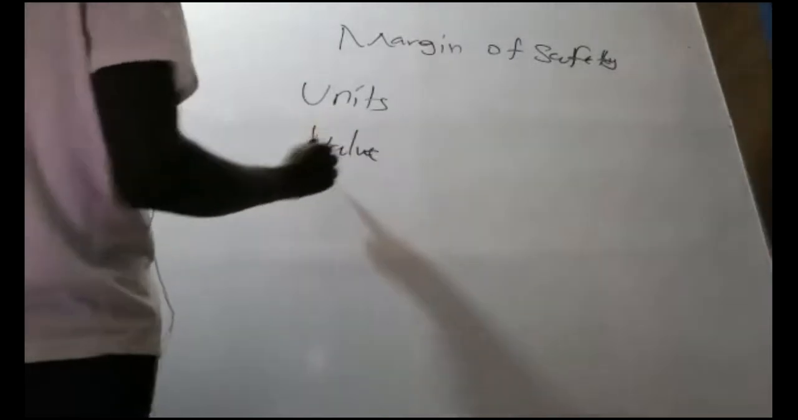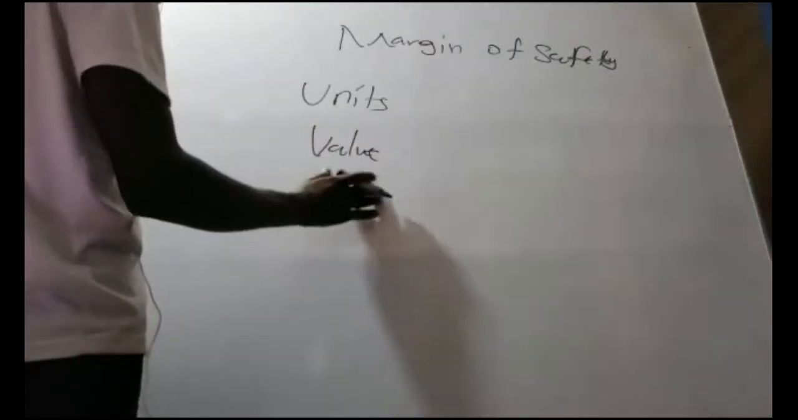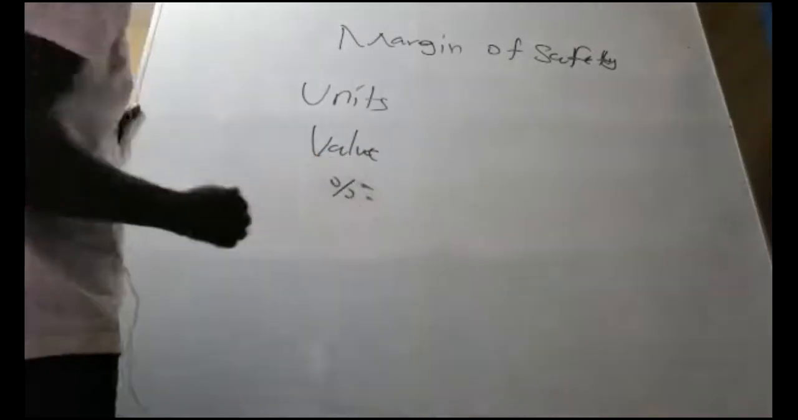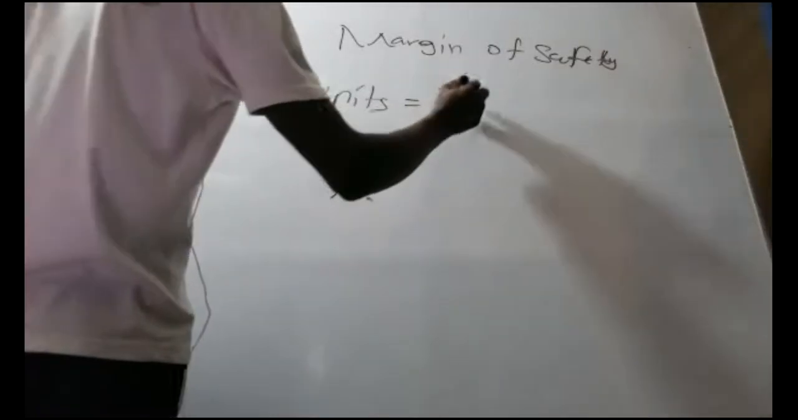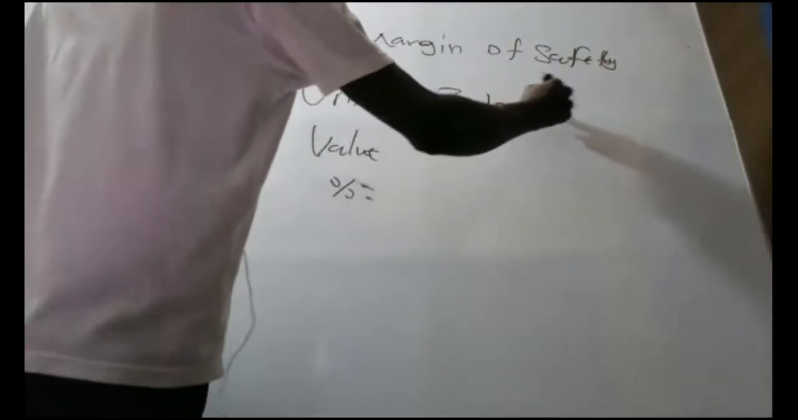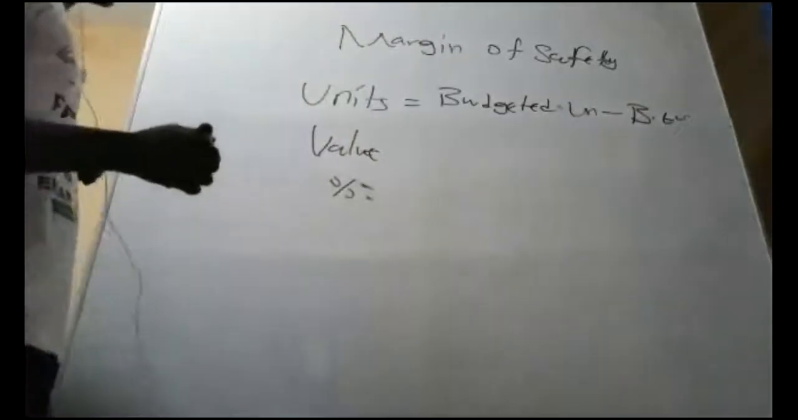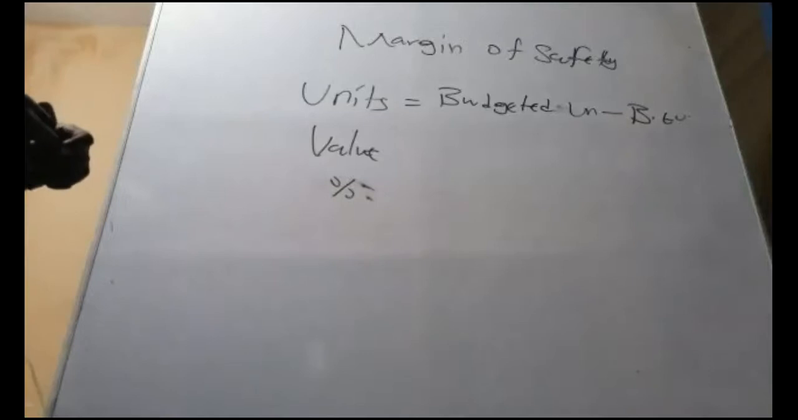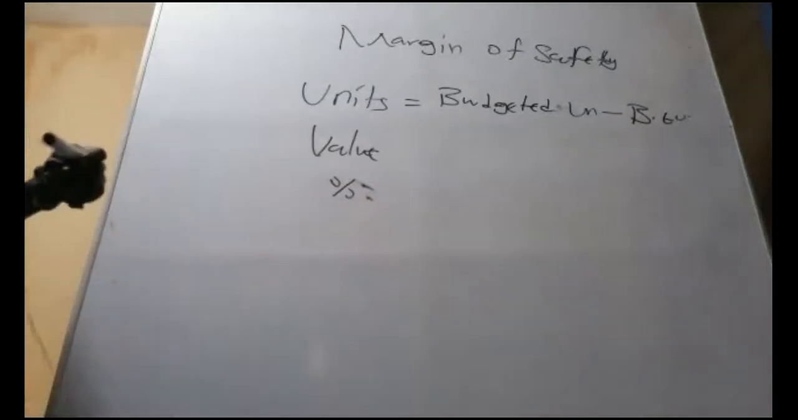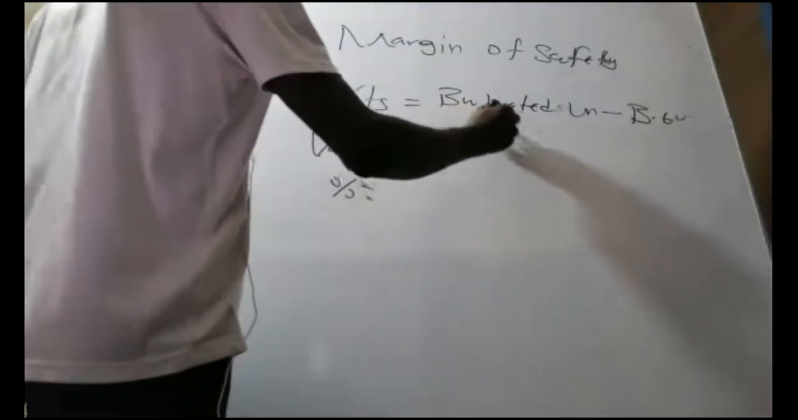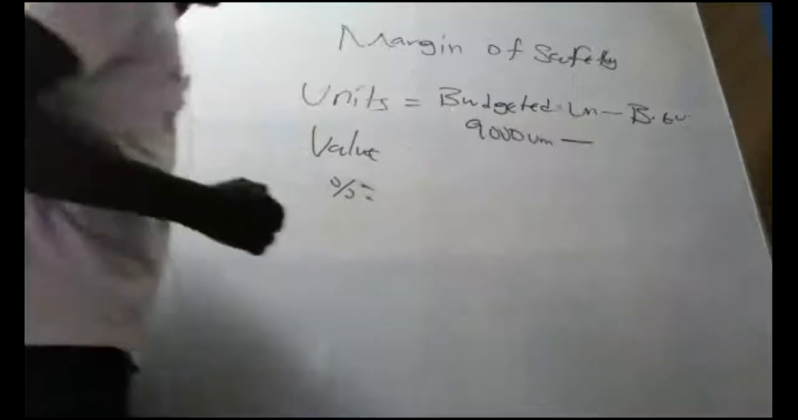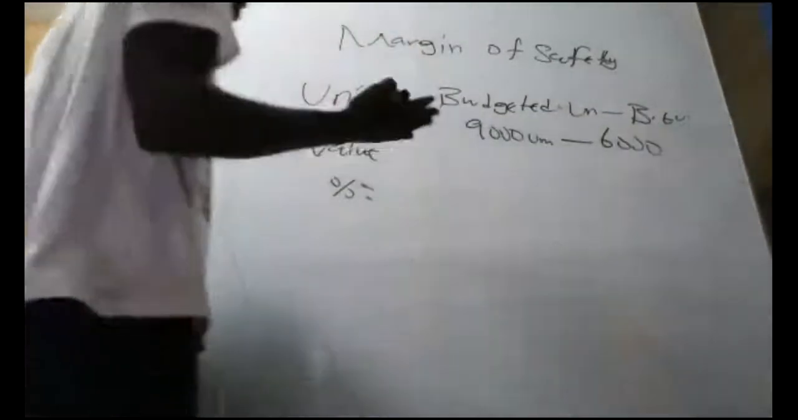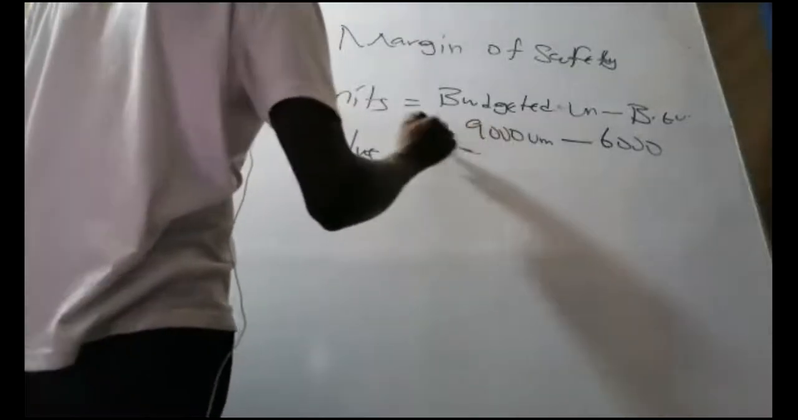So we have it in three forms: units, value, and then the percentage. As a percentage, good. Margin of safety in units is equal to budgeted unit less the break-even unit. Good. So let's pick their budgets. They are at 75% of the budget, not the full capacity. So the budgeted unit was 9,000 units. What's the break-even unit? 6,000. So the margin of safety, the safety that is added, is equal to 3,000 units. Agreed.